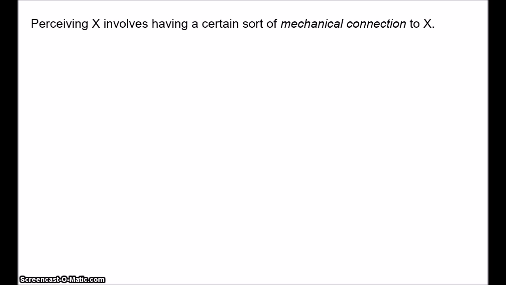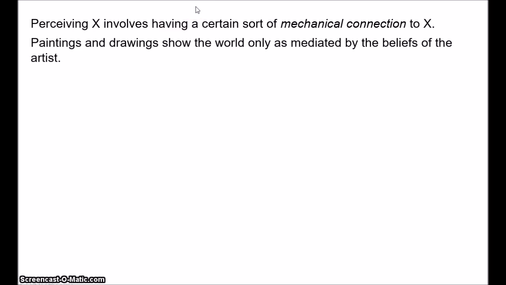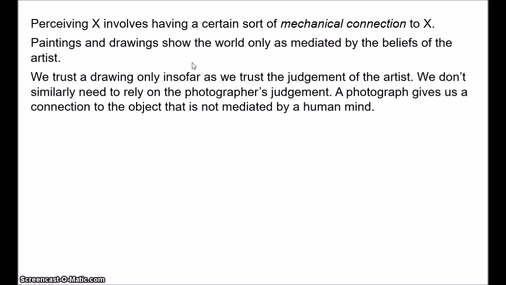So Walton's idea here is that even the most realistic paintings and drawings show the world only as mediated by the beliefs of the artist. So consider a photograph of a jungle and an artist's sketch of a jungle. As Walton says, in the case of the drawing, I quote, he says, "The drawings indicate to us what was in the jungle by indicating what the artist thought was there." So we trust the drawings only insofar as we trust the judgment of the artist. On the other hand, we don't need to rely on the photographer's judgment.